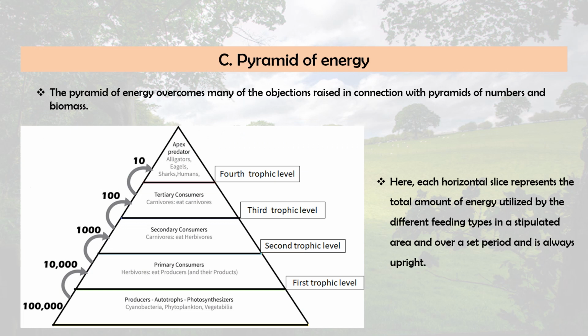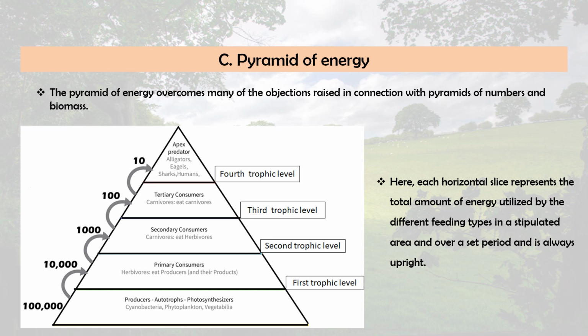Now, the pyramid of energy. The pyramid of energy actually solves all the issues and objections raised in connection with pyramid of numbers and biomass. Here you can see that each horizontal slice of the pyramid represents the total amount of energy utilized by them in a particular period of time or a particular area. And the most important point is that it is always upright.